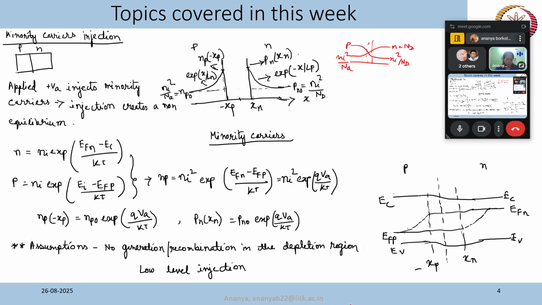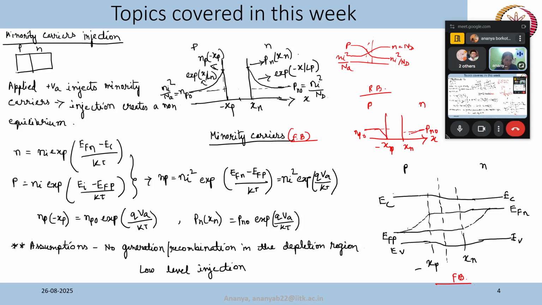Okay, so this is what happens in forward bias. What happens in reverse bias? How do the minority carriers vary? So this is again X. These are the edges of the depletion region. This is my equilibrium condition, that is my Pn naught, and this is the P side, this is the N side, and this is Np naught. And how do my minority carriers vary?